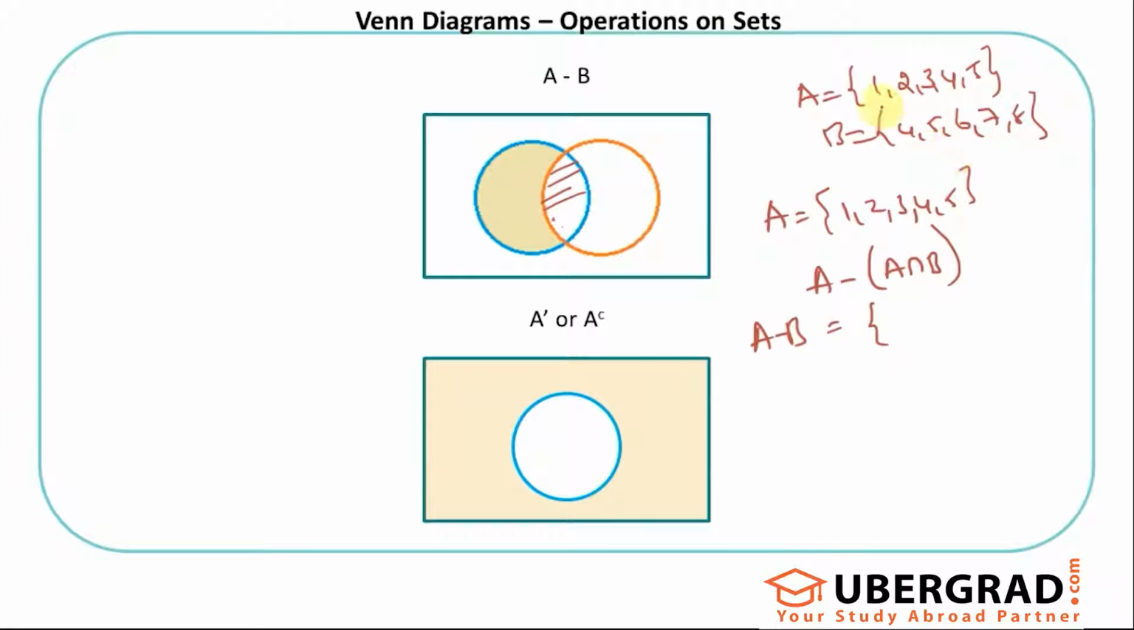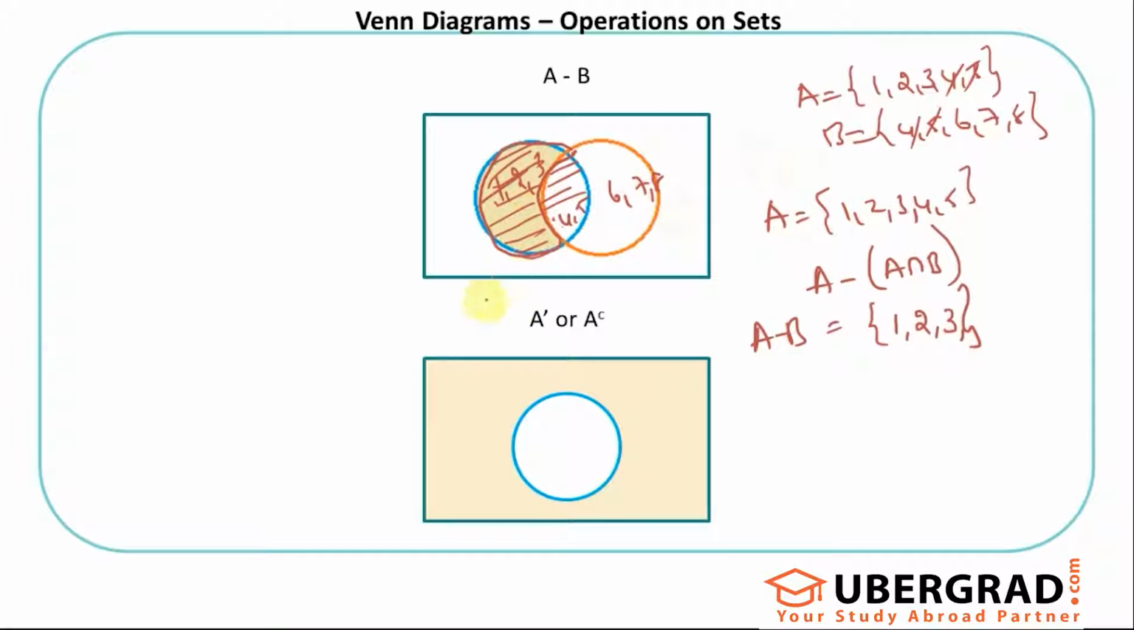See, 1 is not present in B, so it's not a common element, so I will write 1. 2 is not common, 3 is not common, 4 is present in B also, so that will get cancelled out, and 5 will also get cancelled out. A minus B is just 1, 2, 3, which is what this is. As I said, 1, 2, 3 is this, this is 4 and 5, this is 6, 7 and 8. So we are writing only this zone. That's why it's only 1, 2 and 3.